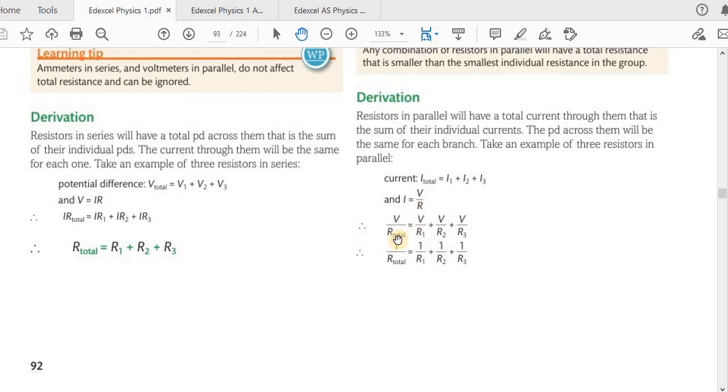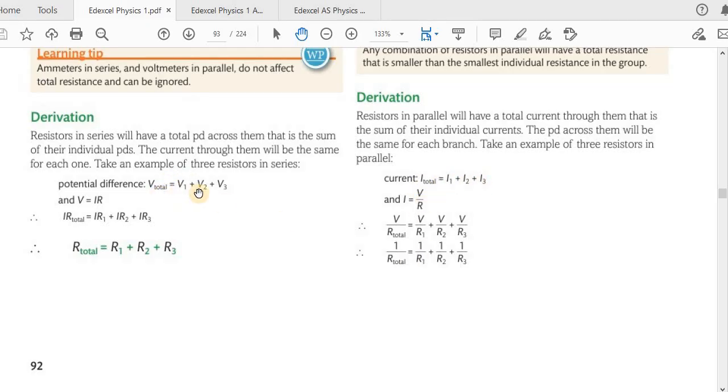So we can say V divided by the total resistance. Now we are using this. Okay, for this we write V over the total resistance is equal to I1 is V over R1 plus I2 is V over R2 plus I3 is V over R3. Okay, so V is the same, we can cancel it out, then we get this. So very simple. This is how we derive the equation for the total resistance of resistors connected in parallel. They have the same potential difference across them. We use Ohm's law with Kirchhoff's first law equation to do this.